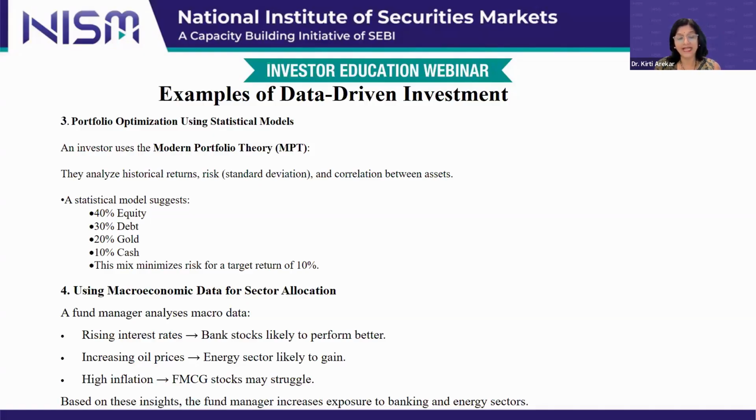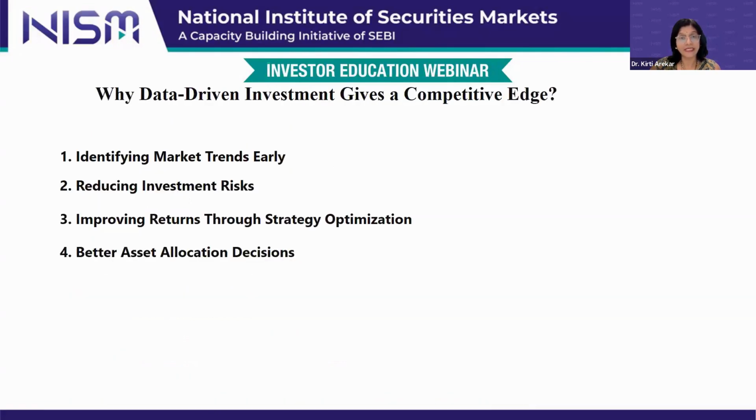So based on this insight, maybe the fund manager increases the exposure to banking and energy sectors, and will prepare the portfolio in that way. He will suggest to the investors that they can invest the highest percentage of money in the banking sector, and next move to the energy sector. So these are some of the examples of data-driven investments.